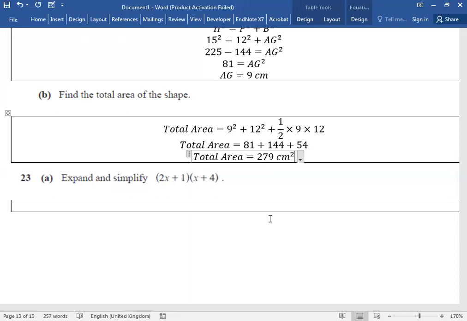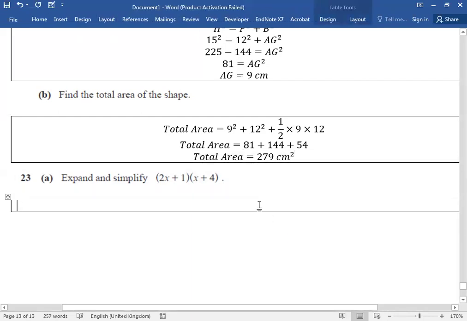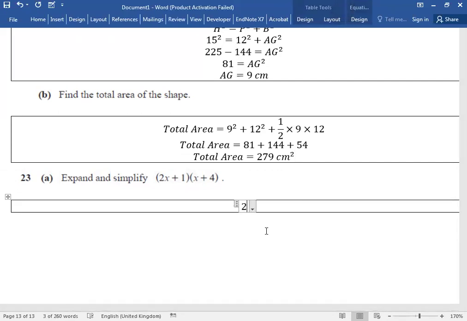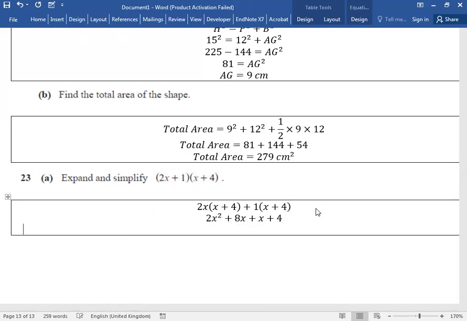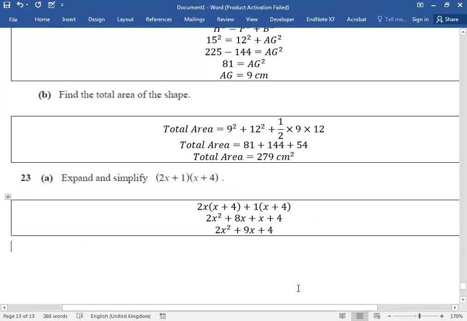279 centimeters squared. Now the next one says expand and simplify. How do we expand this? 2x first with the whole bracket, and then +1. Please do not forget to mention this +1. This is very vital. So 2x squared plus 8x plus x plus 4. So 2x squared plus 9x plus 4.